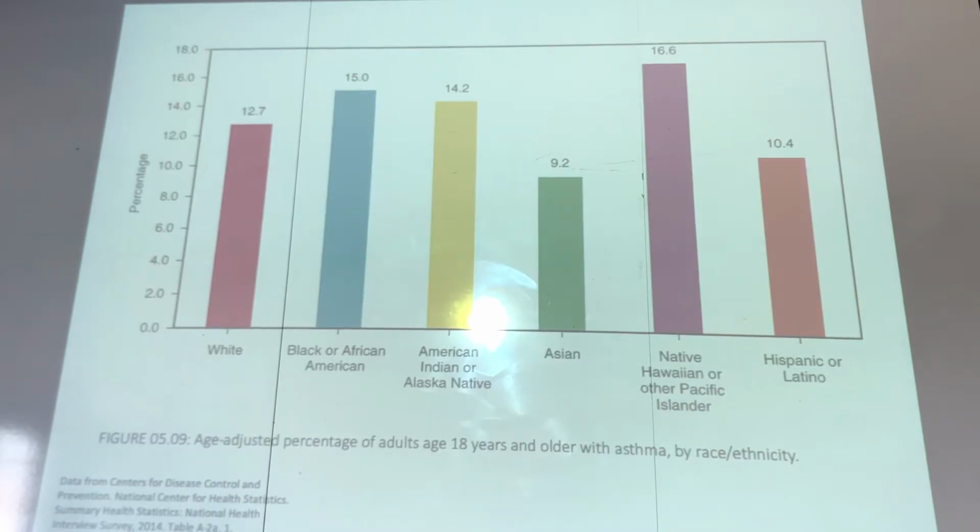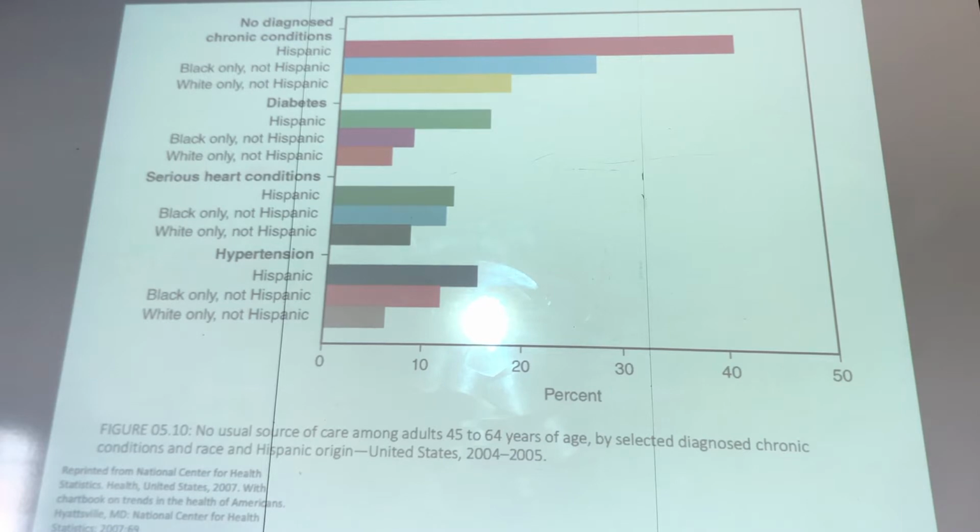2014. It's a bar chart. Again, we have the age-adjusted percentage of adults age 18 and older with asthma. We can see that it differs. The percentages differ in terms of asthma per ethnicity. Okay. Chronic diseases, we can see here, also differ.